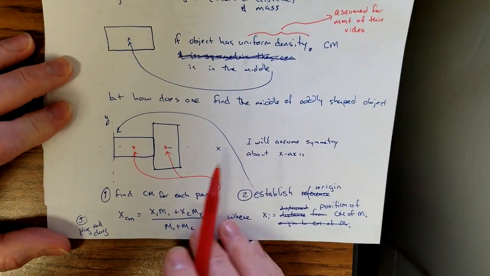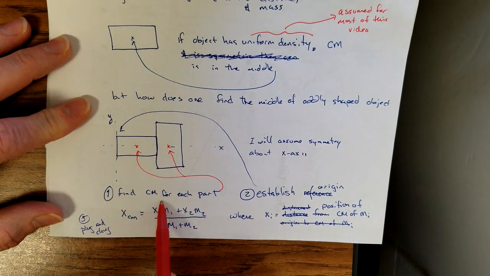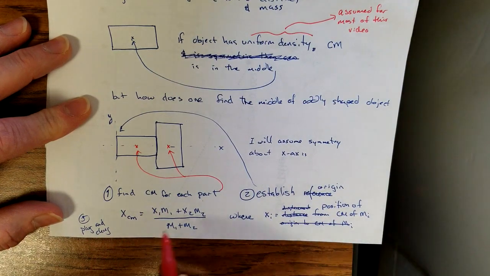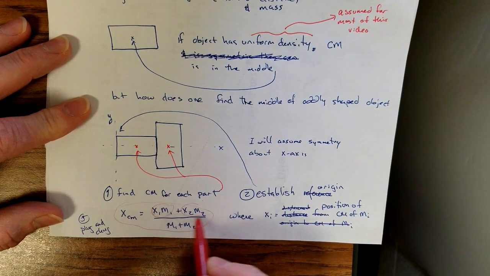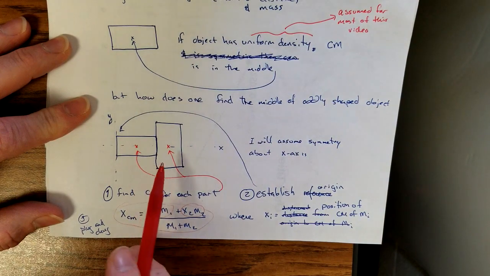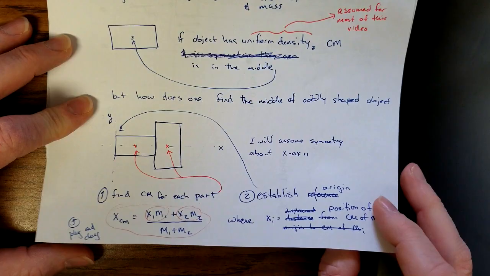So if I have more than one, this is when the weighted averages pop in. The various steps are, I find the center of mass for each part, I establish an origin, and then I plug and chug. And this is my weighted average right here. I do position times mass for each of them. So the greater the mass, the more that term will have an influence on it, and it will shift the total center of mass one way or the other. And then plug and chug.